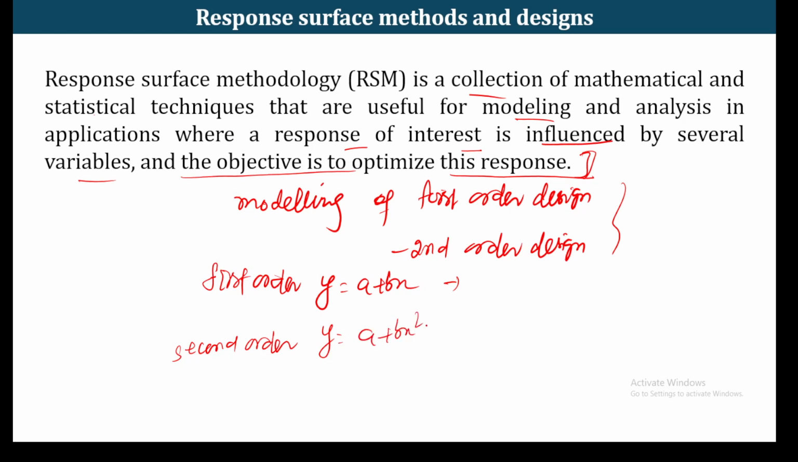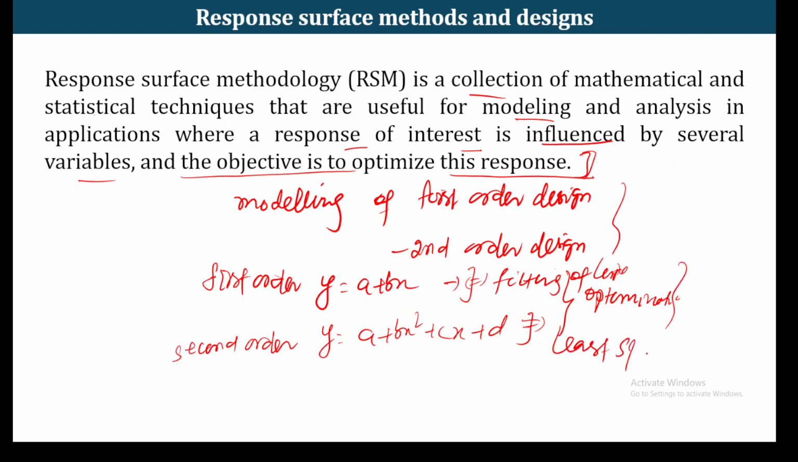A plus bx square plus cx plus t. So now we have to do that, can be done by using some optimization method. If we want to do the fitting of a line, you can use the least square method. The response can be in any way, that may be the first order or the second order, so you have to check it out. Then this least square method I will discuss once we start the regression method.